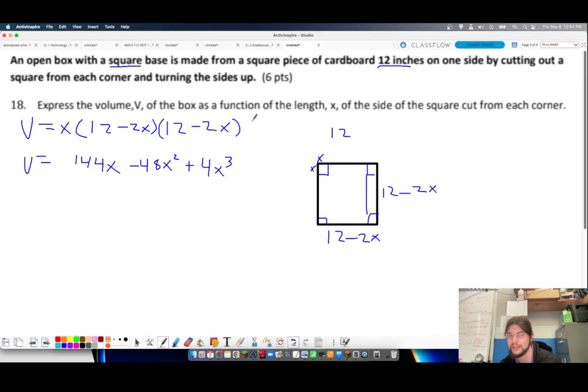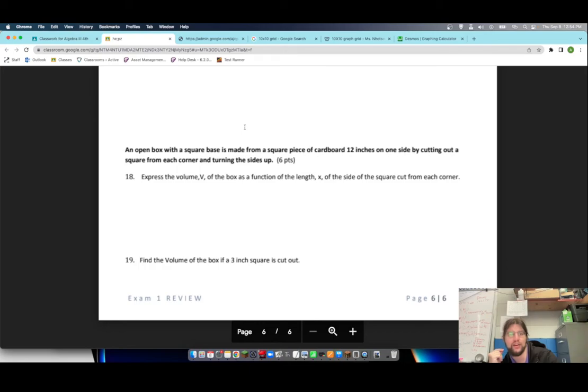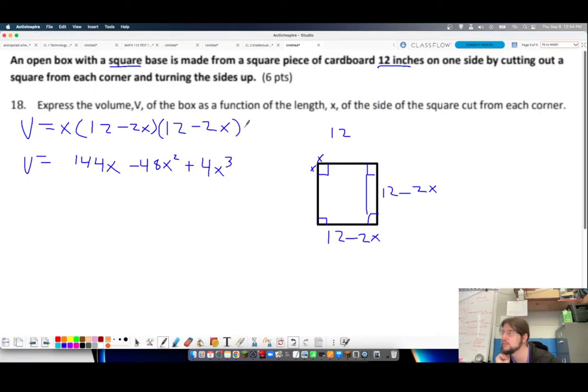Do we have to put an order, like the 4x cubed first? There are no directions, so probably this would even be acceptable. Find the volume of the box. So plug in 3 for x. If we plug in 3 for x, wouldn't it be the same with either of those equations? Yes, plug in 3 for x.